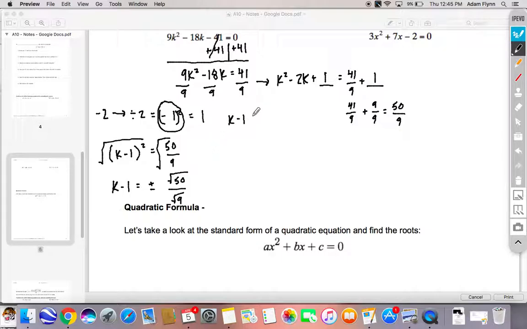K minus 1 equals plus or minus the square root of 50 can be broken down to 2 times 25. So I'll change that to 2 times 5 times 5 over the square root of 9, which is just 3. So if I simplify this radical up here, we get k minus 1 equals plus or minus 5 square root of 2 over 3.